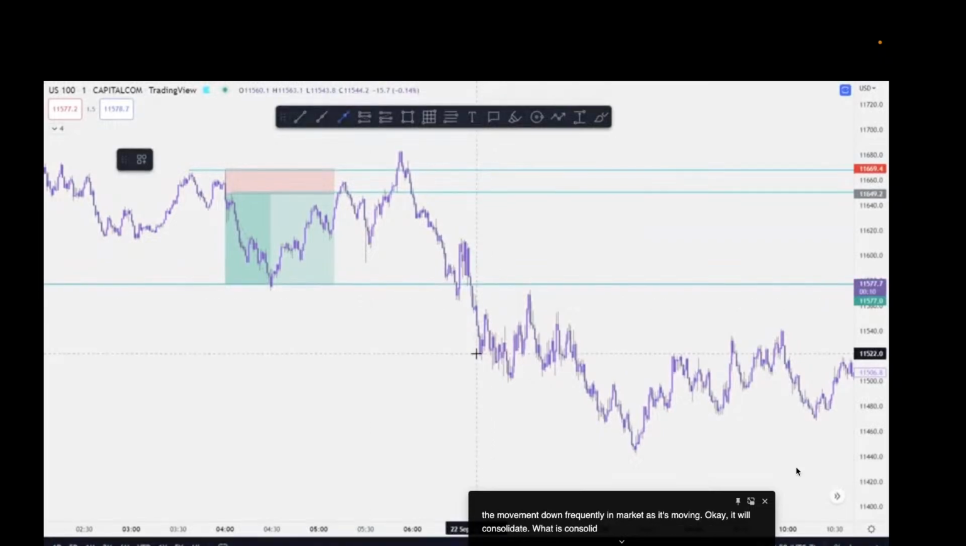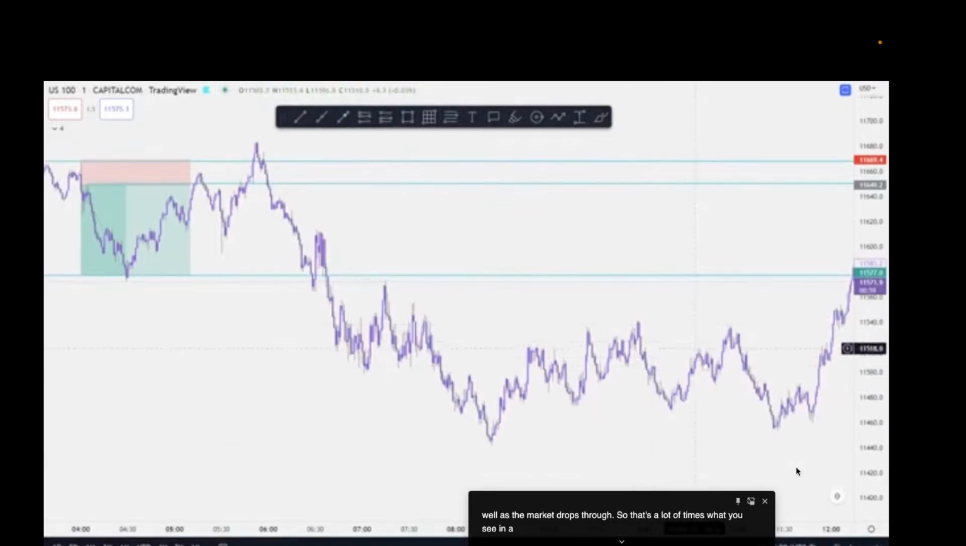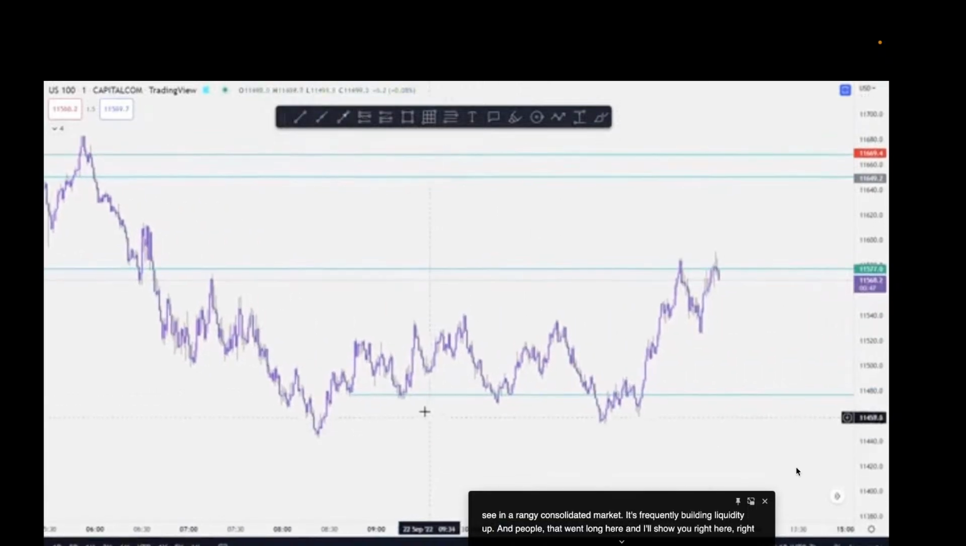What is consolidation? It's a building of liquidity. Everybody going short gets run. Everybody going long gets run as well as the market drops through. So that's a lot of times what you see in a rangy consolidated market. It's frequently building liquidity up, and people that went long here, and I'll show you right along here, ran liquidity. Okay, it came down and ran this liquidity.